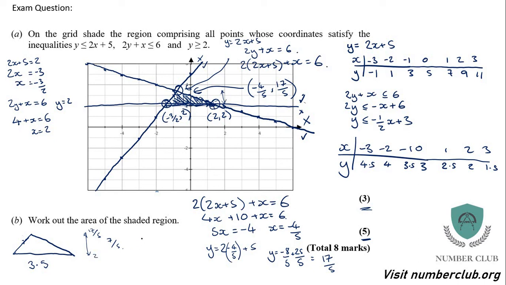So to work out the area of the triangle, we've got 7 over 2, which is 3.5, multiplied by 7 over 5, multiplied by half. Half base times height, which is going to be 49 over 20 units squared. It doesn't say centimeters or anything like that. You could put centimeters squared and it'll be fine, but I'll put units squared.